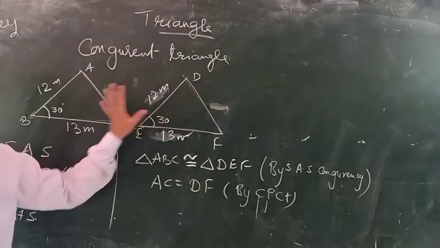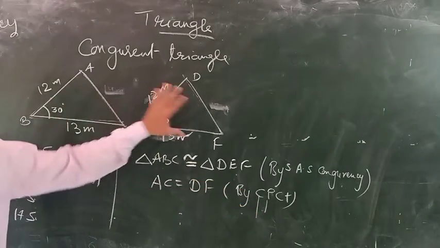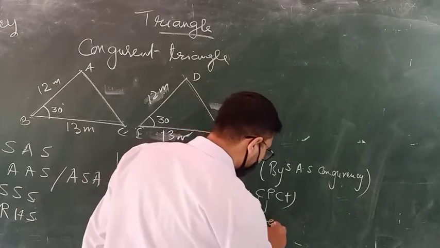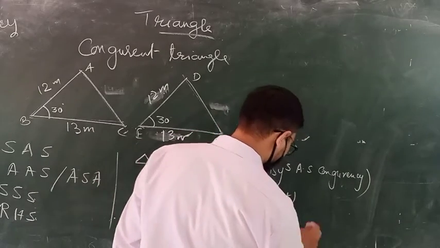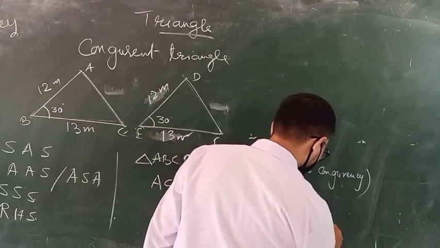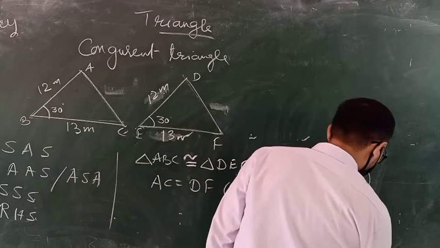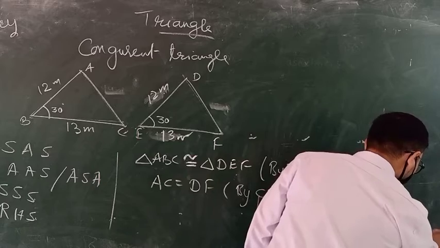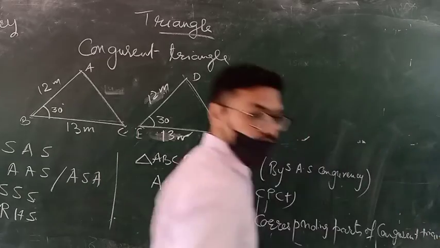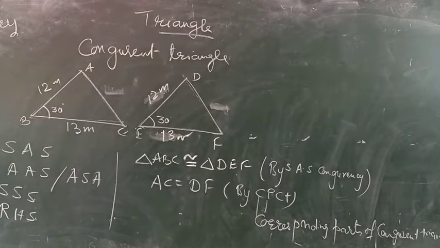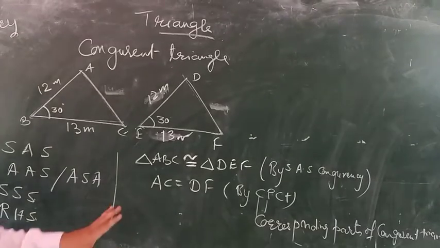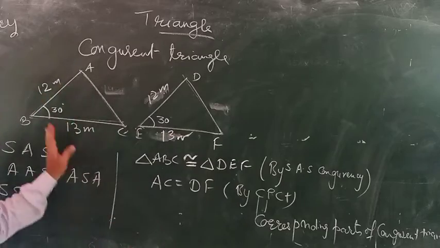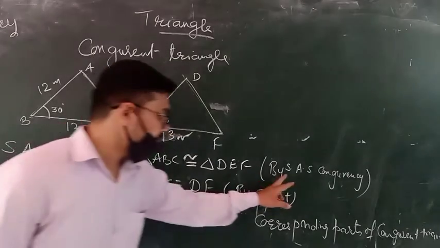So corresponding parts of congruent triangle. किनकी corresponding part की बात हो रही है? Congruent triangles पे. So by CPCT, corresponding parts of congruent triangles. Okay बेटा? I hope यहाँ तो कोई doubt नहीं होगा. So CPCT is corresponding parts of congruent triangles. ठीक है? So these two triangles are congruent by the property side angle side congruency.